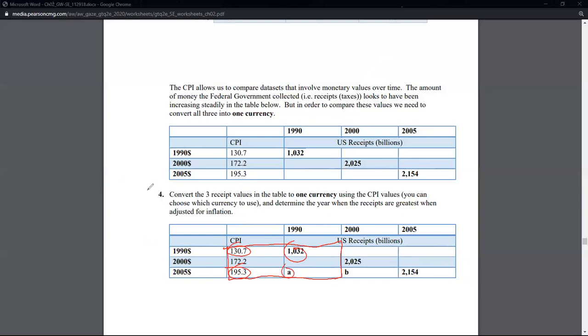So drawing your box that way gives us A, and that would be 130.7 over 195.3 equals 1032 over A. And then you're going to cross multiply, which will give us 130.7A equals, I'm going to go ahead and do this multiplication of 195.3 times 1032.